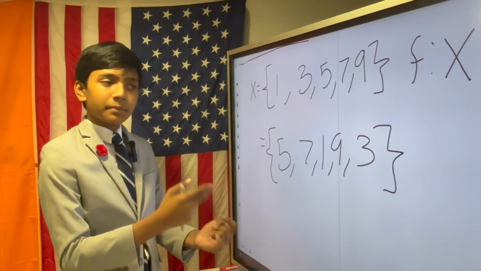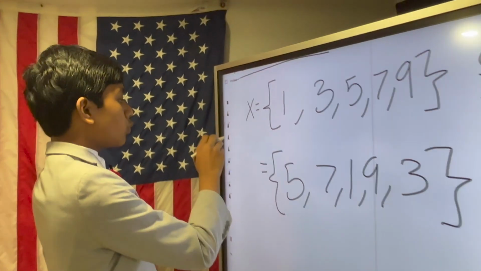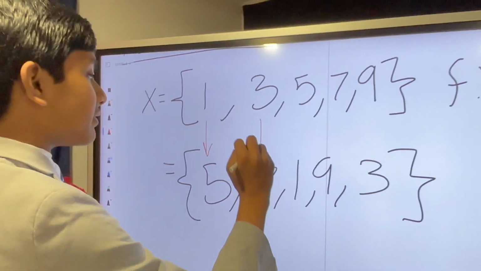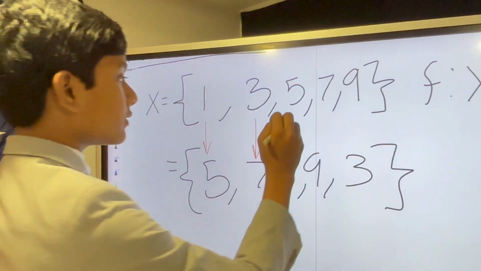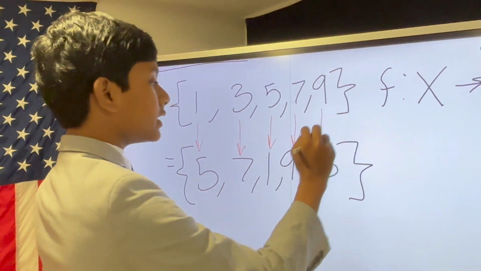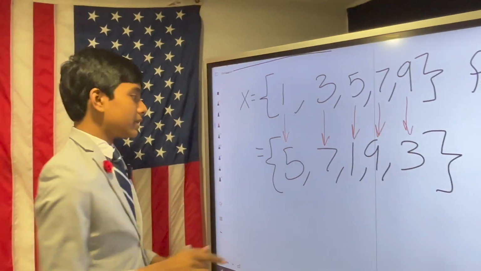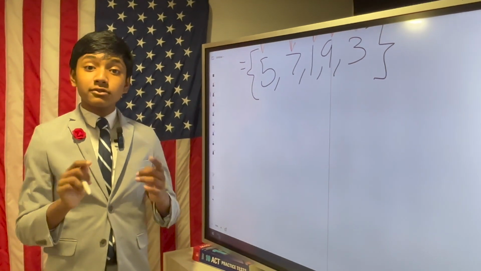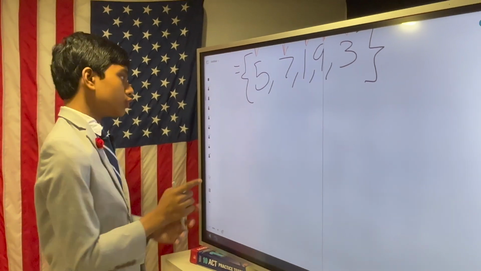So this function in particular would map 1 to 5, 3 to 7, 5 to 1, 7 to 9, and 9 to 3. So today is going to be a little bit short, but essentially what we're going to be doing is we're going to be introducing the notion of a group.